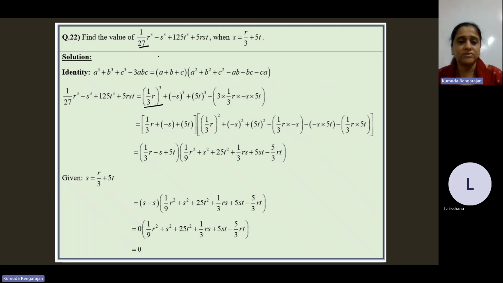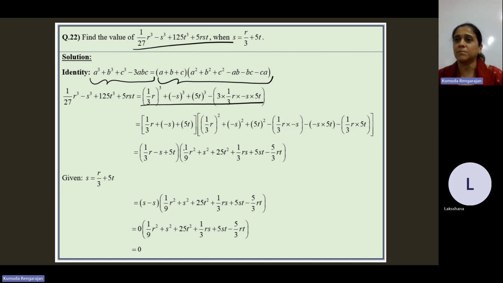This one goes with this, goes with this, goes with this, and this one goes with this one. So yes, this expression is perfectly of this form. So then what's the answer? The question looks like the left-hand side of the identity. So the right-hand side is the answer. The question looks like the LHS, so the answer is the RHS.